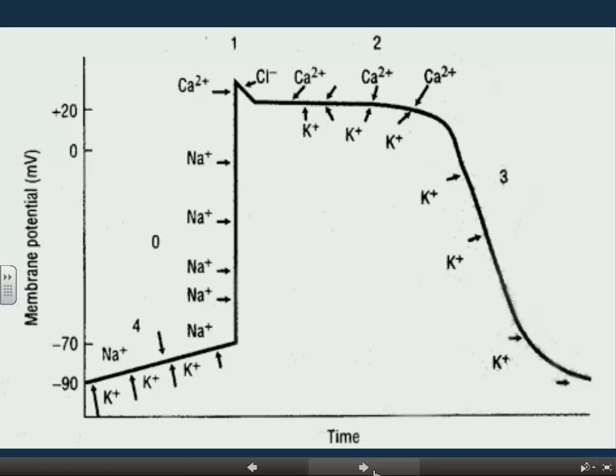So phase 3 is where we're going to start having what coming back in and what going back out. Sodium starting to go back out and potassium starting to come back in. And then phase 4 is going to be your resting potential, okay? And that's just the evolution of a cardiac contraction. Now this occurs a lot, right? It occurs a lot.